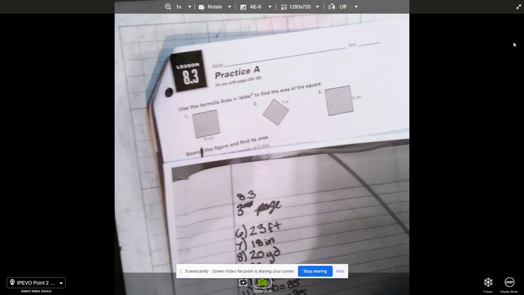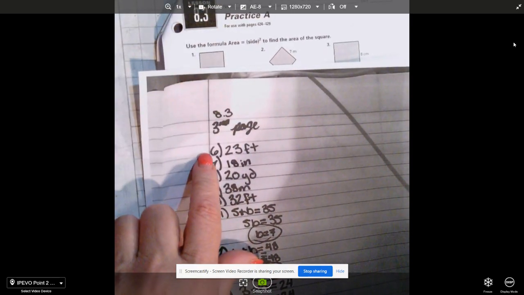Because some of the answers match up and some don't, I'm not sure if I'm looking at the wrong page or if there's just something you're doing wrong. So I just want to take a look at number 6, 7, and 8, first of all.